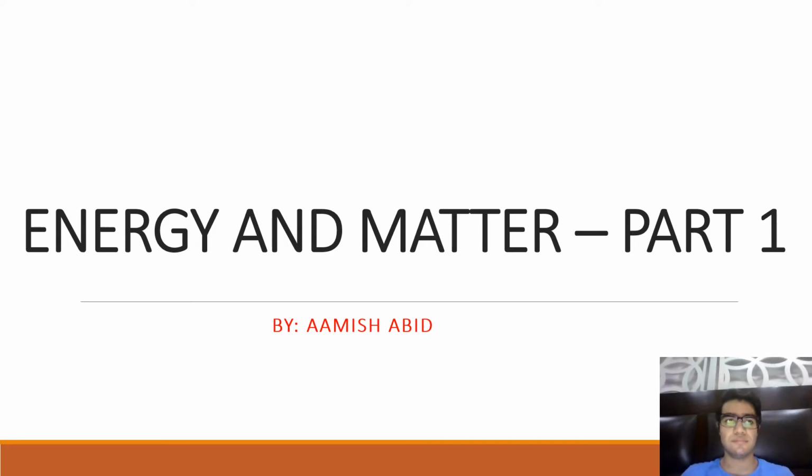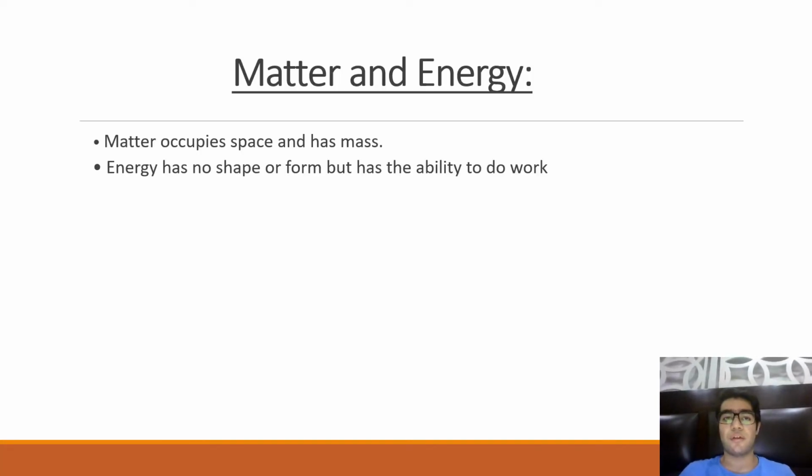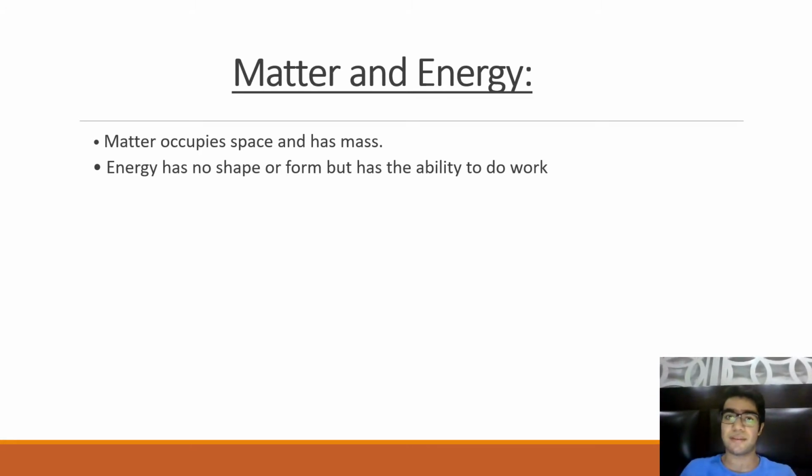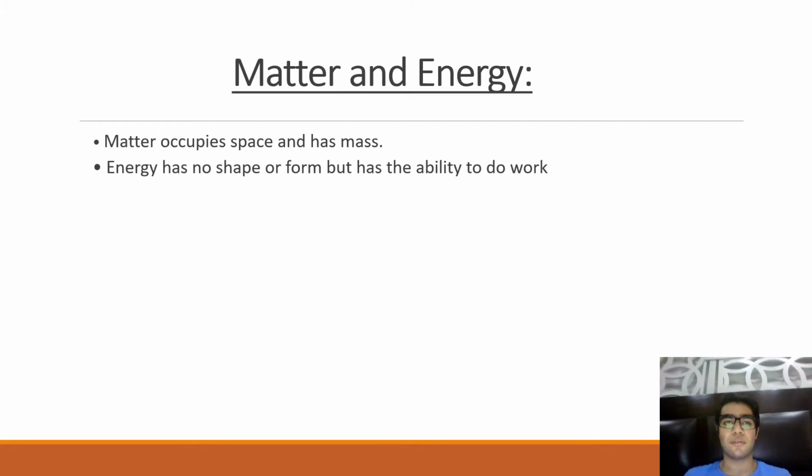So let's begin. First of all, you have to know one thing: matter occupies space and it has mass. However, energy has no shape or form but has the ability to do work. This basically means that energy doesn't occupy space. It's invisible. It does not have any shape, but it has the ability to do work. And matter occupies space and it has mass. I'll now go into detail in the next slides.